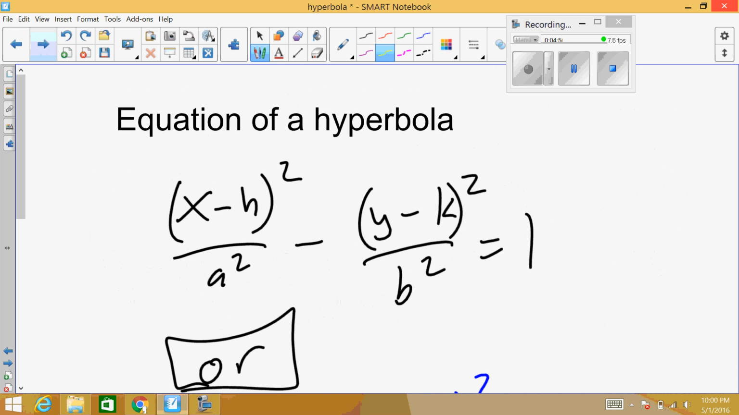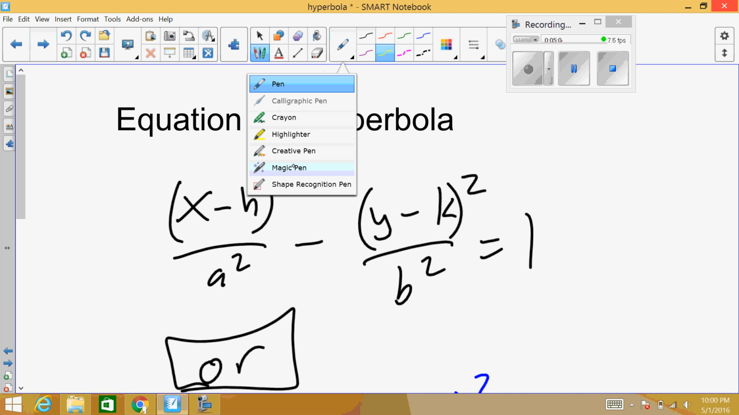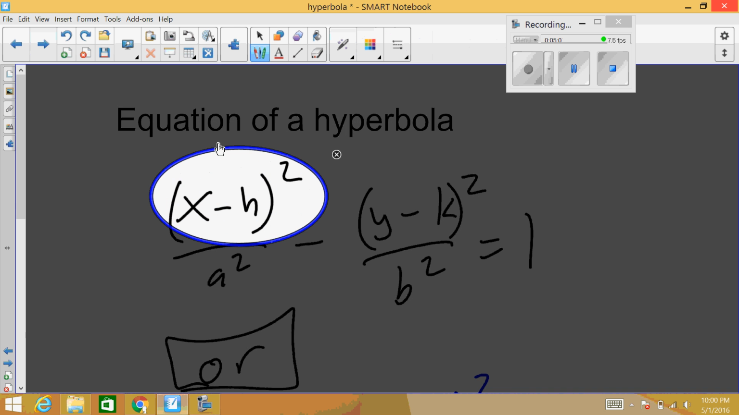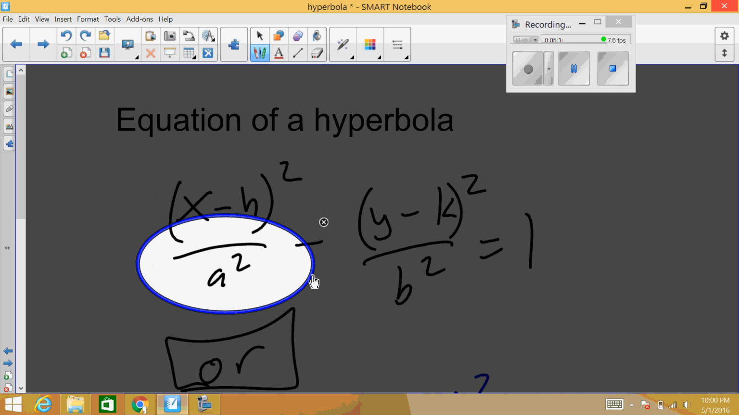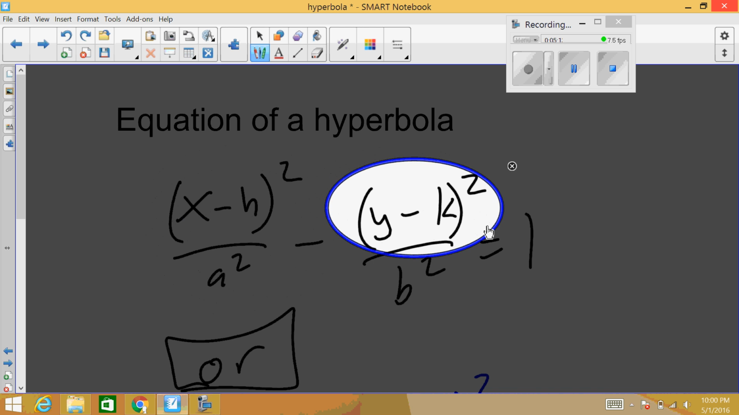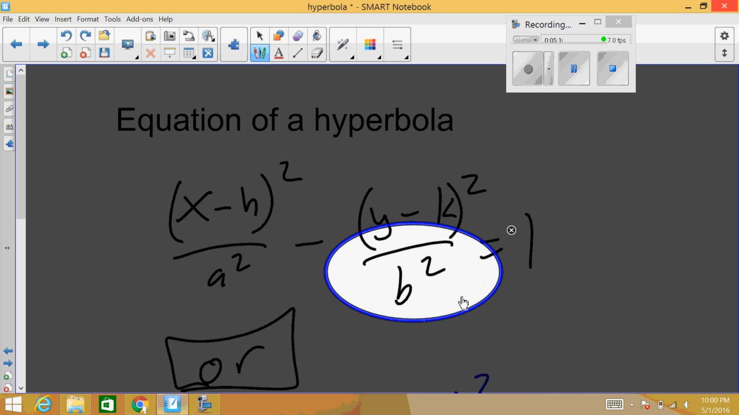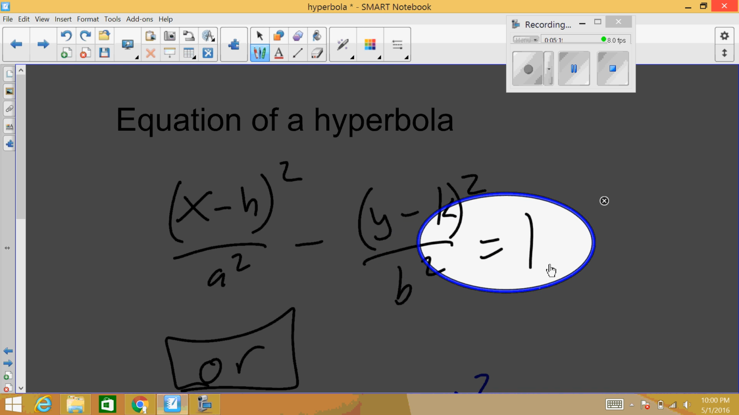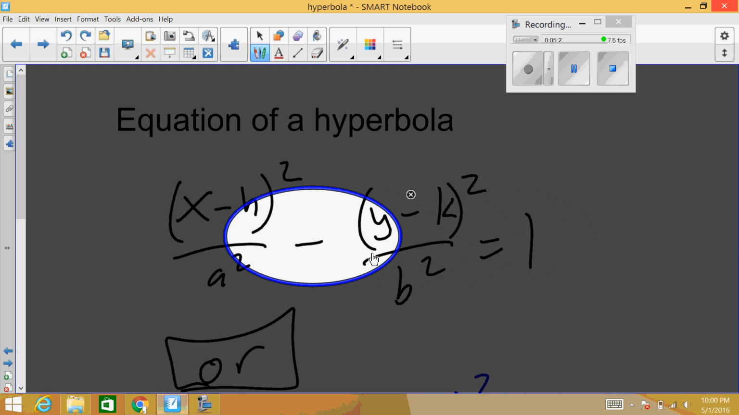Now, the equation of the hyperbola. So we're going to get all the nuts and bolts, all the good stuff out of the way, and then we're going to get in and start playing with some of these. What I noticed first thing about this equation of a hyperbola is that it looks very similar to the equation of an ellipse. I've got x minus h squared here. I've got a squared underneath. Got y minus k squared in the numerator of the next term. I've got b squared in the denominator. It equals 1. But the big difference I see here is this minus in the middle. So that's a big difference between a hyperbola and an ellipse, the equation. Ellipse was plus, hyperbola is minus.